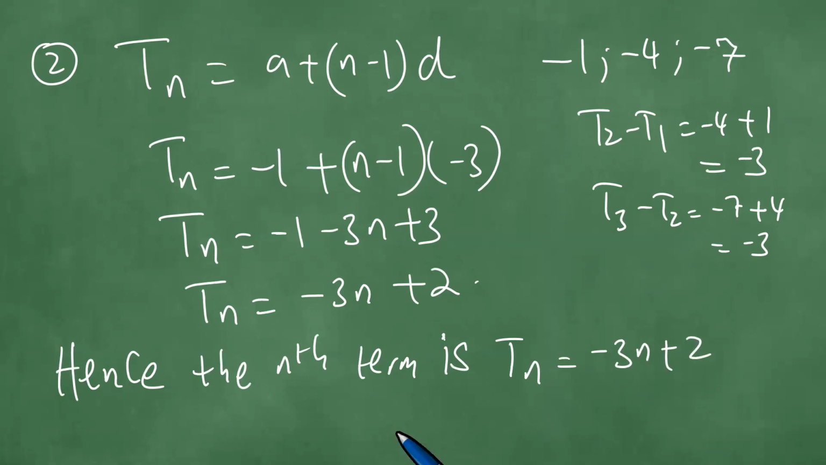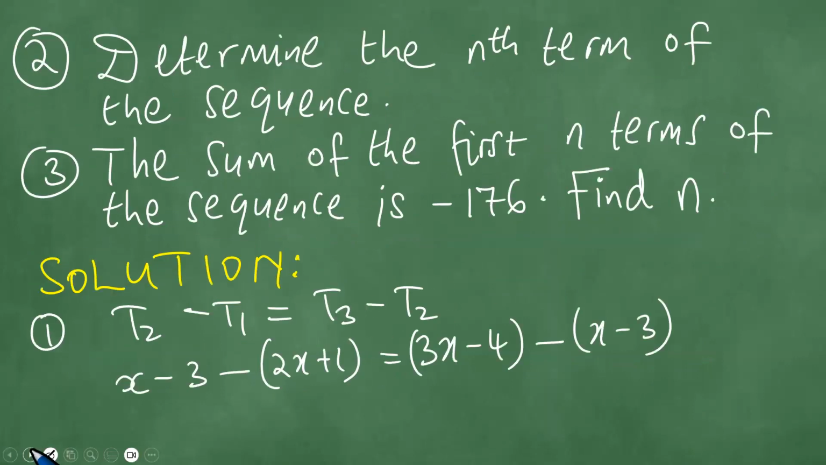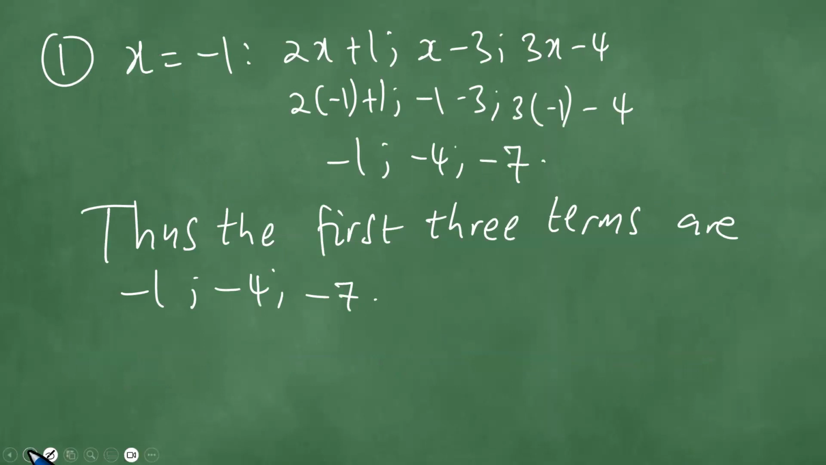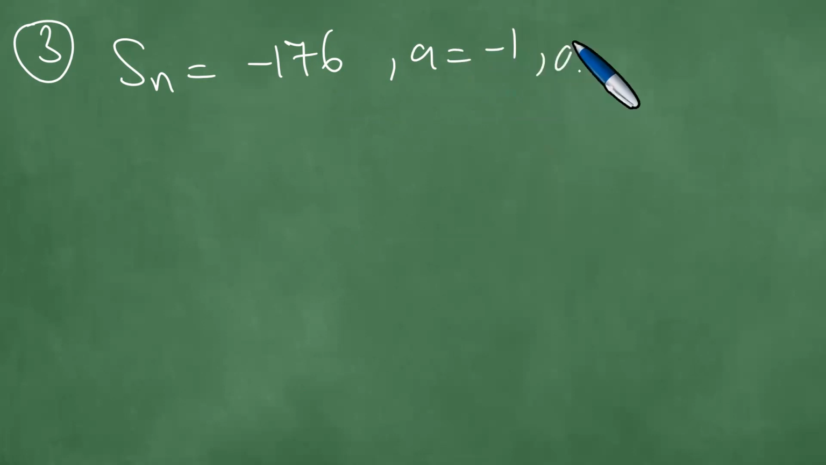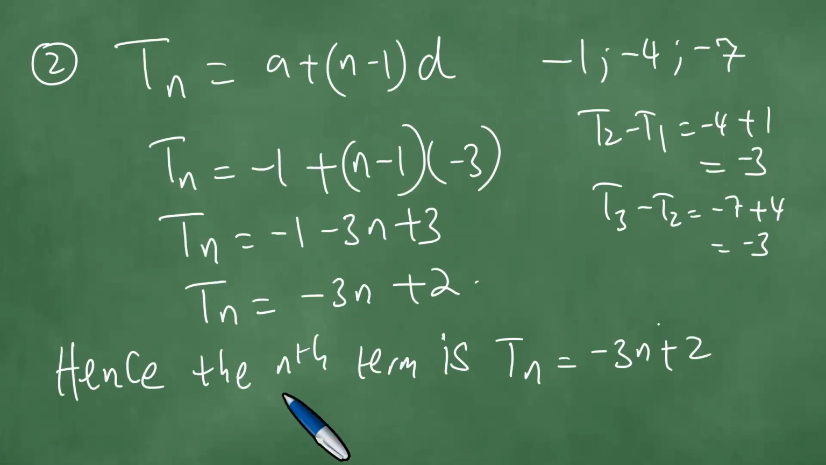The next thing is we want to find the sum of the first n terms. Here's the question. The sum of the first n terms of the sequence is minus 176. Find n. So part 3, the sum is minus 176. Okay, there's 5 minutes left. Yes, I realized that. I'm finishing quickly. The common difference I've already seen is minus 3.